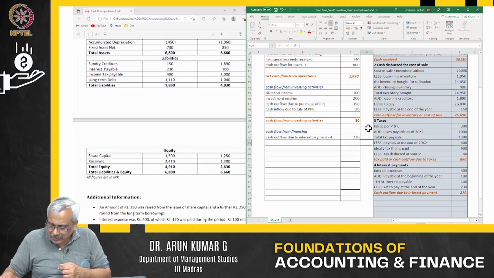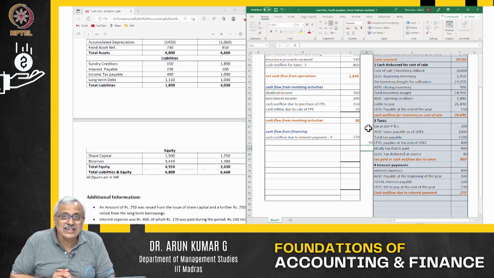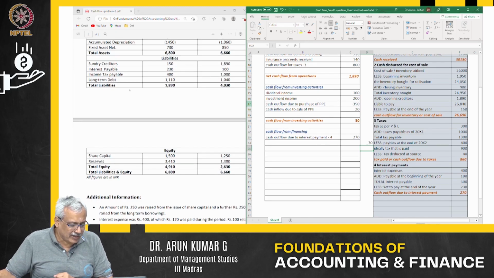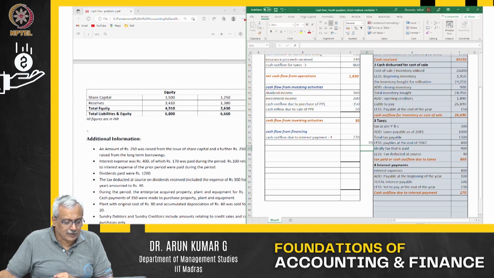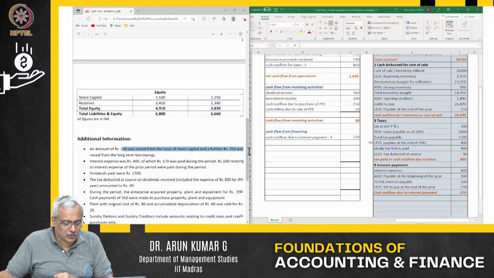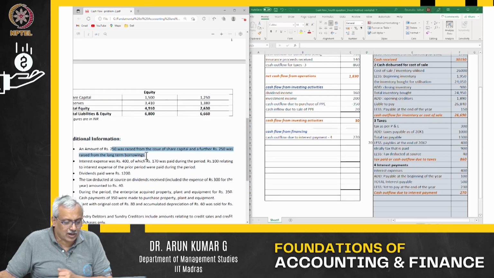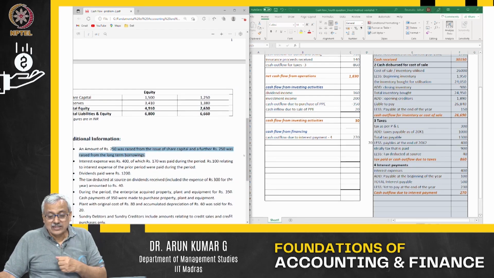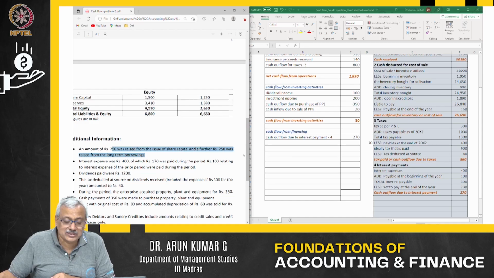I will do it out here. The current year debt is 1110, last year is 1040. That means I have taken $70 more debt. There is a net cash inflow on debt of $70. Let us check and verify. If you see this, an amount of 250 was raised from issue of capital, that's okay. Further $250 was raised through long term borrowing. Sir, you say 70, but it says 250.